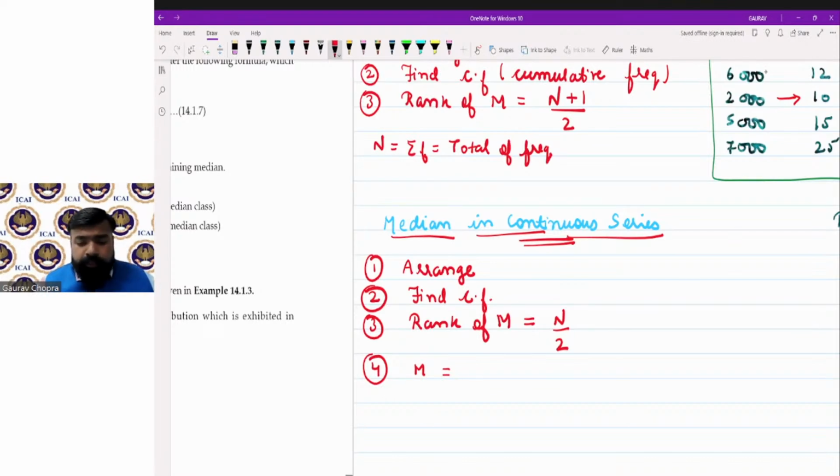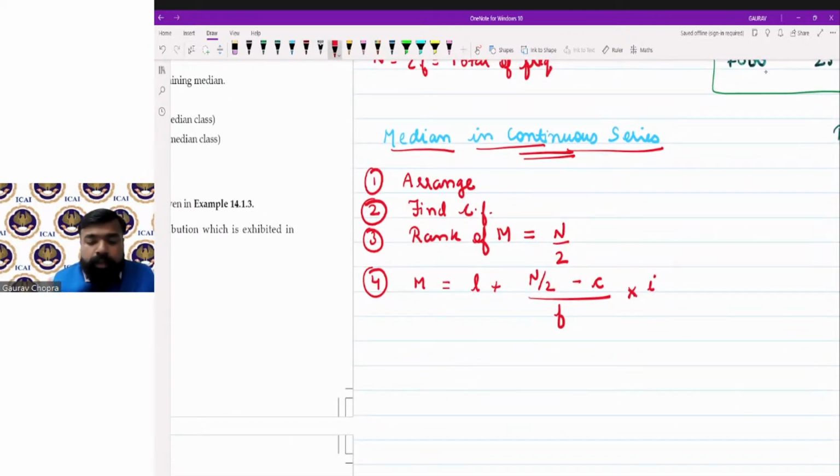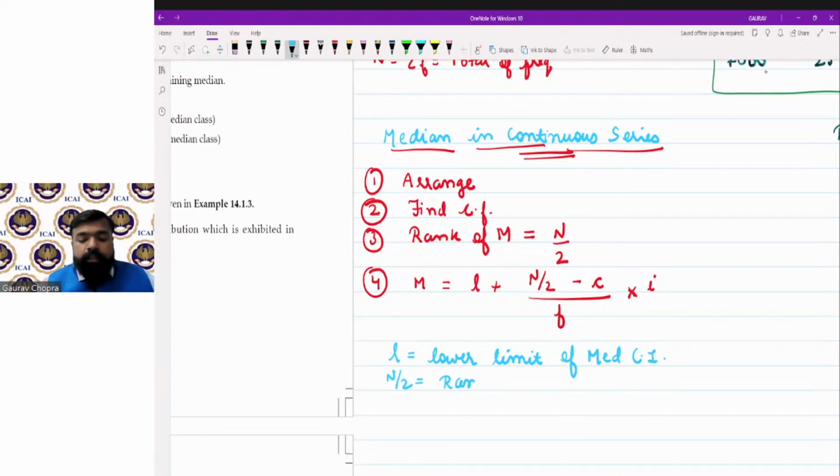Use the formula for median. It is L plus n by 2 minus C upon F into I. So here L means what? L is the lower limit of median class interval. N by 2 was the rank of median.